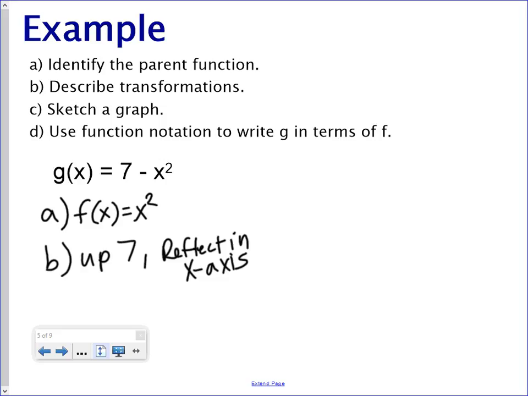Okay. We're going to sketch the graph. To sketch the graph here, I would think about the parent function of the quadratic, which I know to be a parabola with vertex at 0, 0. I'm going to go ahead and in my head just reflect it in the x-axis. So now it's a parabola that opens down with a vertex at 0, 0. And then I'm going to shift it up 7 units. So my vertex is now at 0, 7. So to sketch a graph, I'm going to go up 7 units.